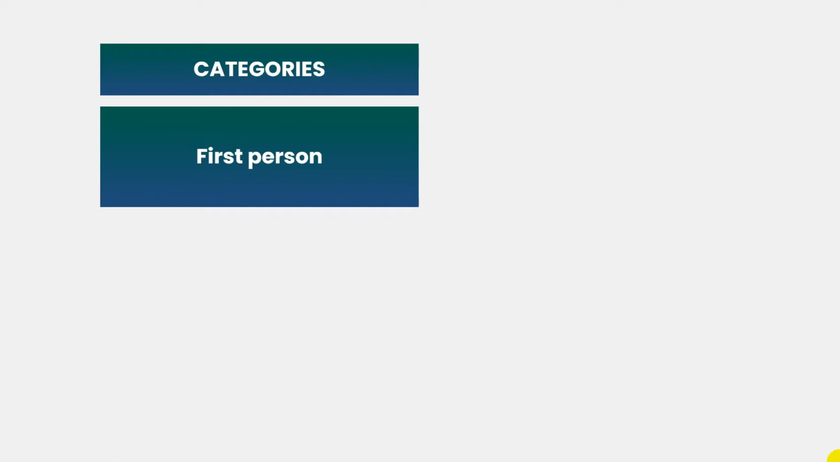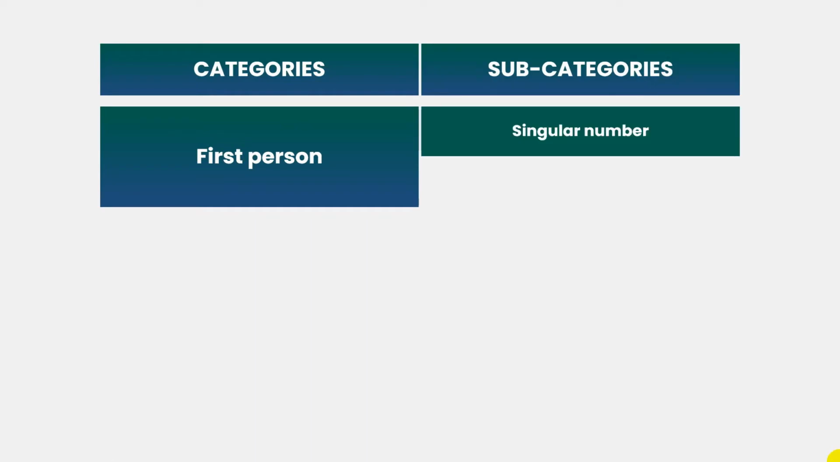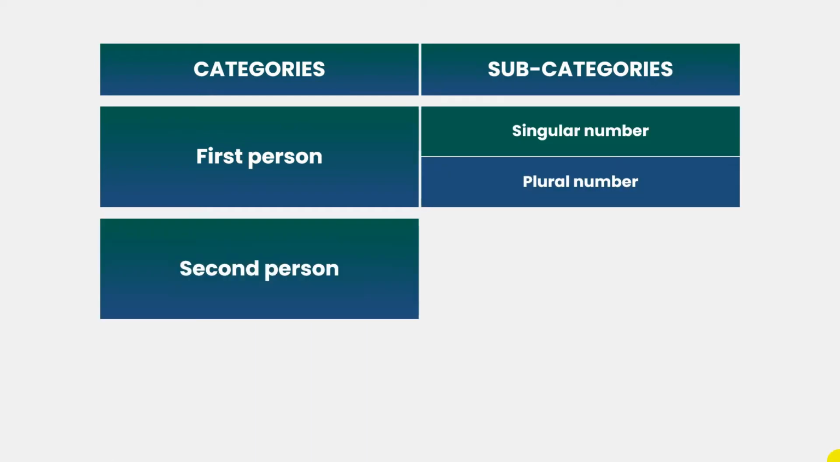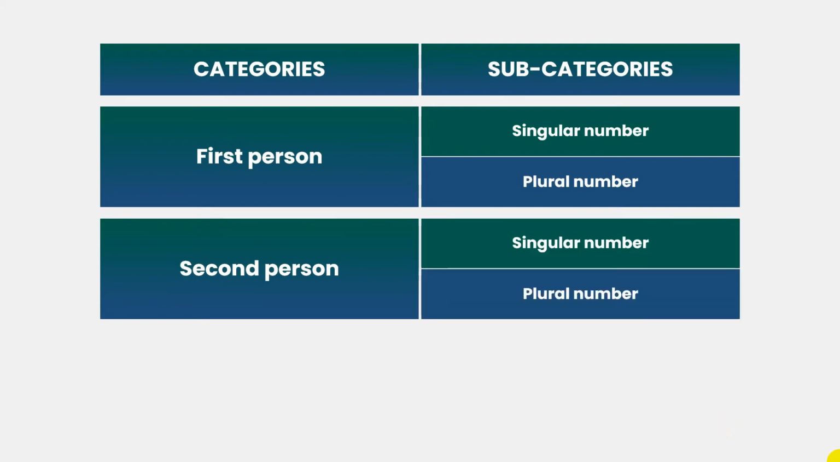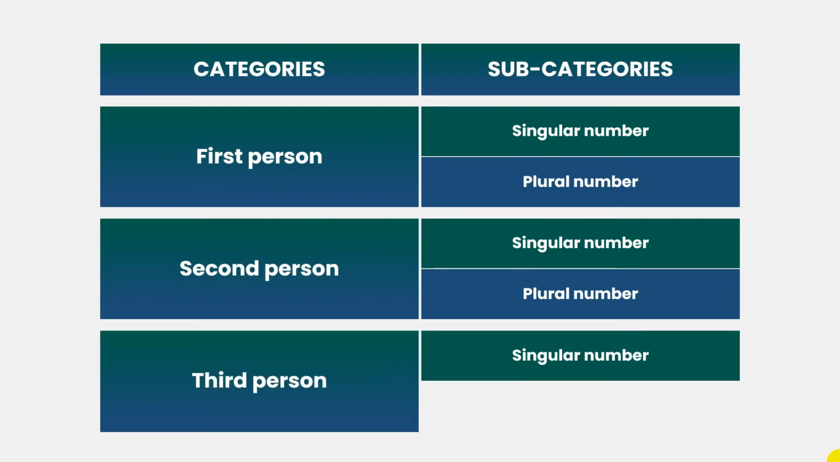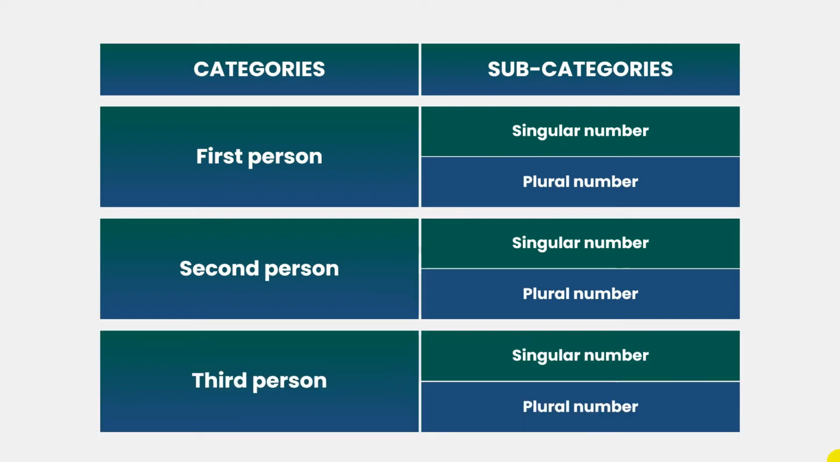Just like English, the subjects in Bengali are broadly divided into three categories: first person, second person, and third person. All these three categories can be further divided into two subcategories: singular number and plural number. Simply put, first person singular number, first person plural number. Second person singular number, second person plural number. Third person singular number, third person plural number.